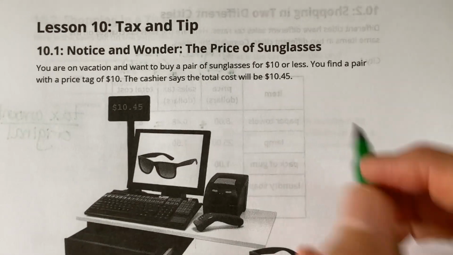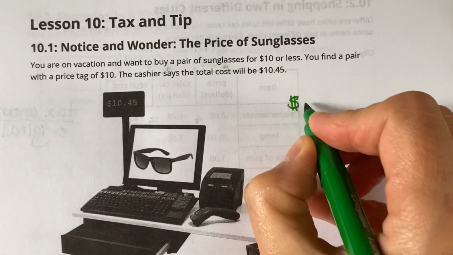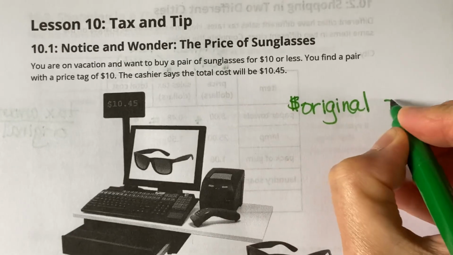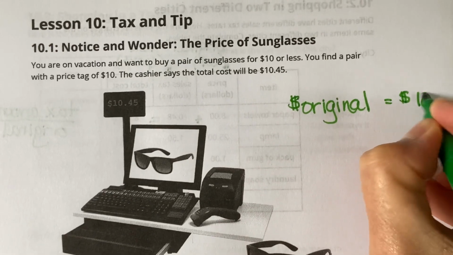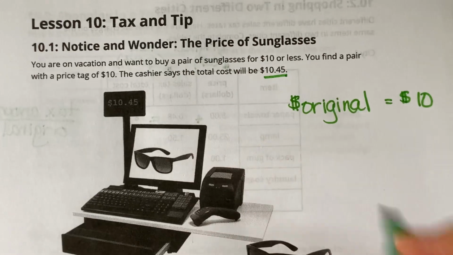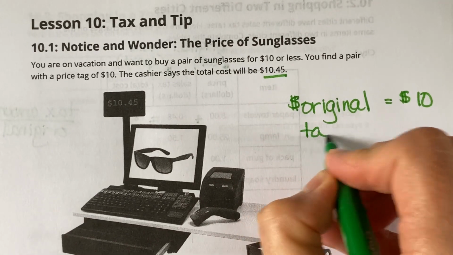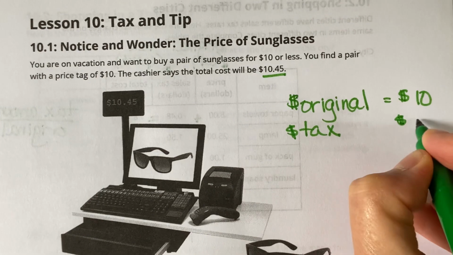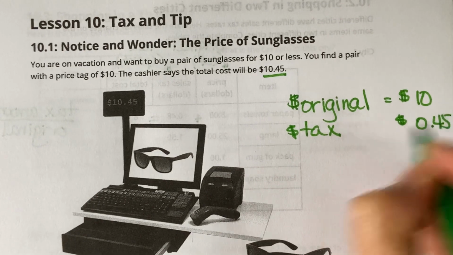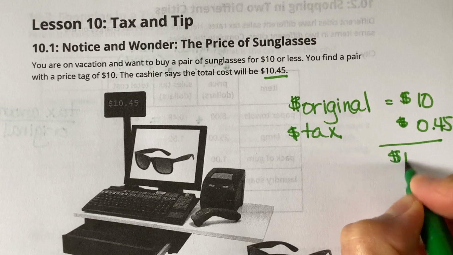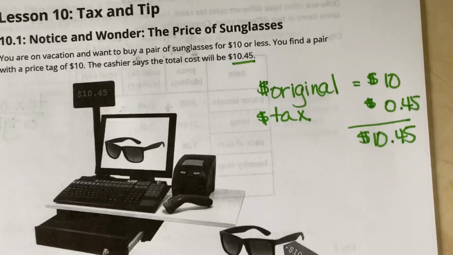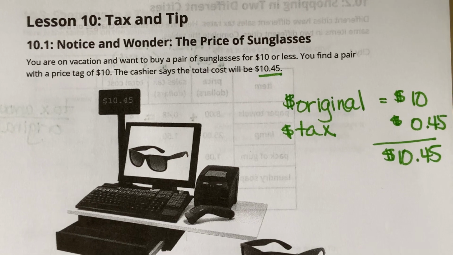What do we notice? We notice that the original price is $10. My guess is that 45 cents is the tax, which would be 0.45. And then she gave you the total, okay? And that would make sense because we all pay sales tax on things we buy.